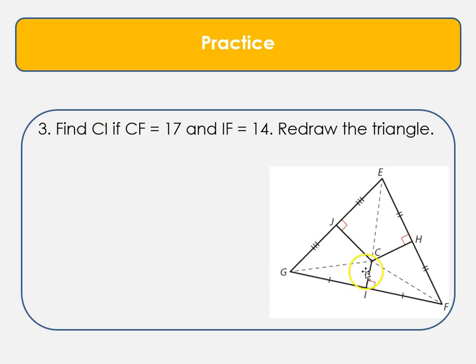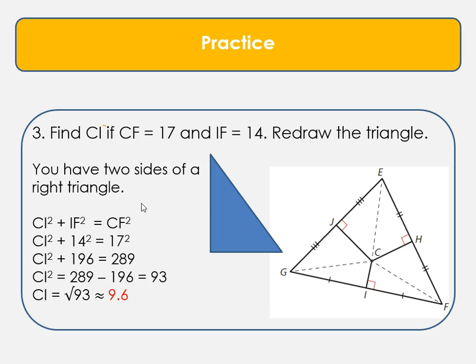Find CI, this short segment here, if CF equals 17 and IF equals 14. Right here. I suggest that you redraw the triangle. Find CI if CF equals 17 and IF equals 14. When we redraw the triangle, we have a 90-degree triangle. What happens then, and let me shift to my pen.